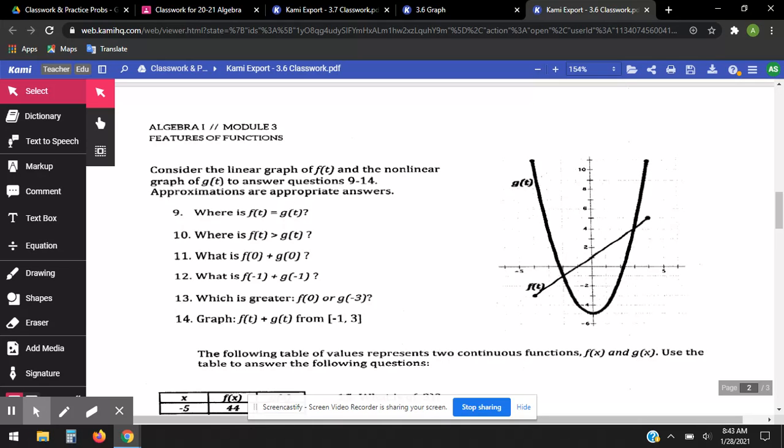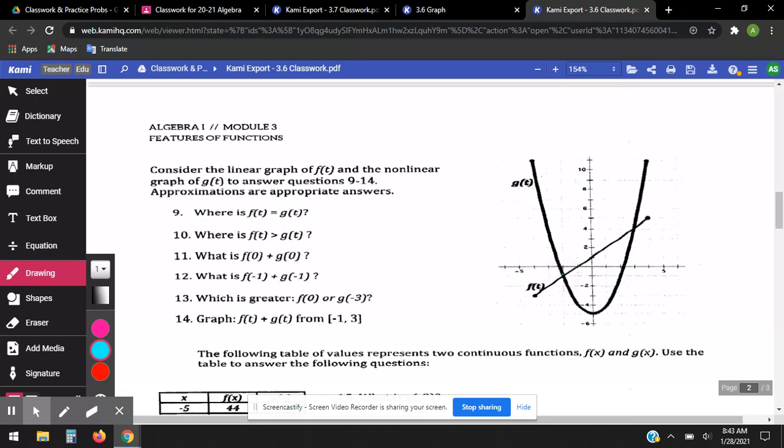To answer the questions 9 through 14, approximations are appropriate answers. So again, we can't see exactly where some of these cross, but we'll do our best. So where is f of t equal to g of t? Well, they cross right here and they cross over here. So we have 2 points at which they are equal to each other.